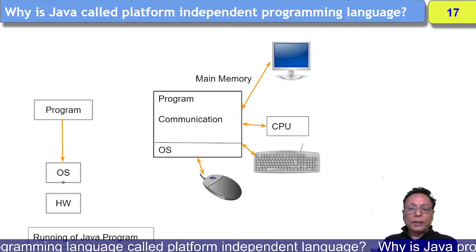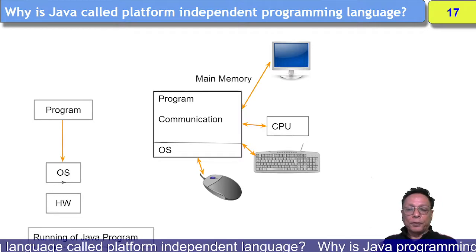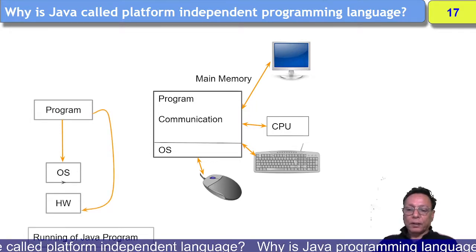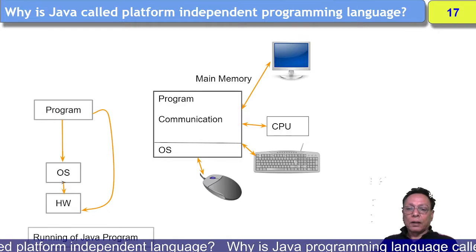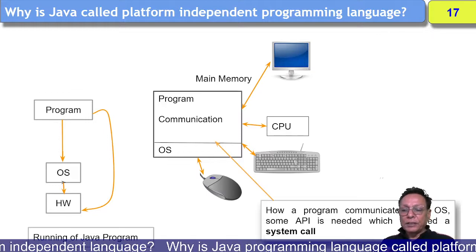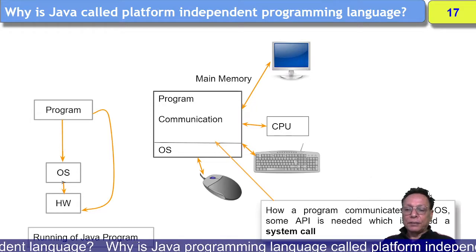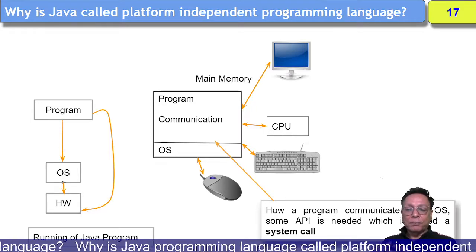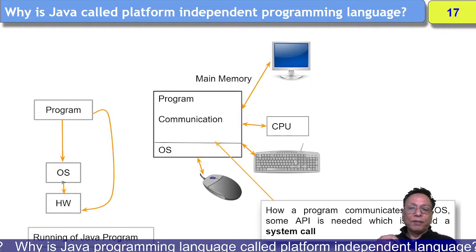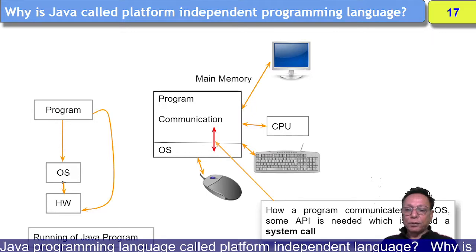To communicate with the operating system, a program requires another program. What is that program? How does a program communicate with the operating system? One API is needed. API means application program interface, which is called the system call. So the API makes the communication available between the program and the operating system. This way, the communication is made through this API.